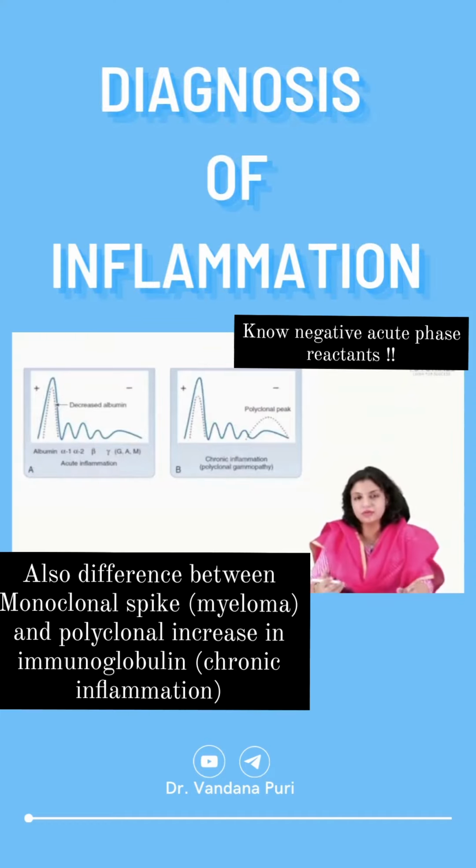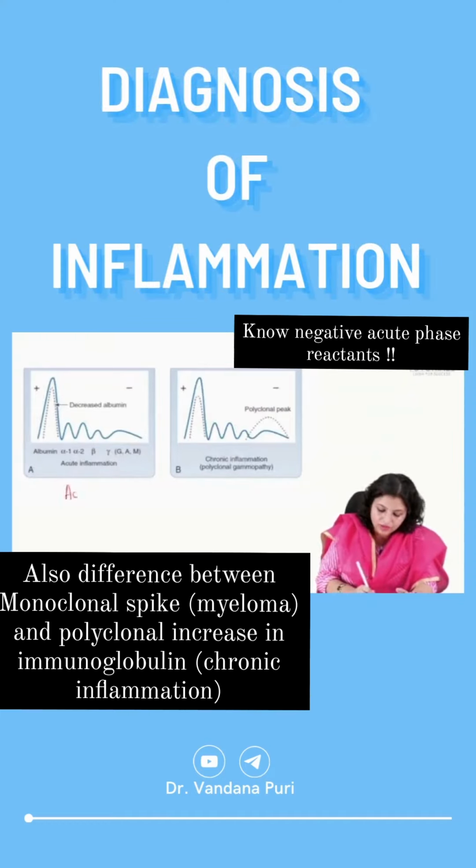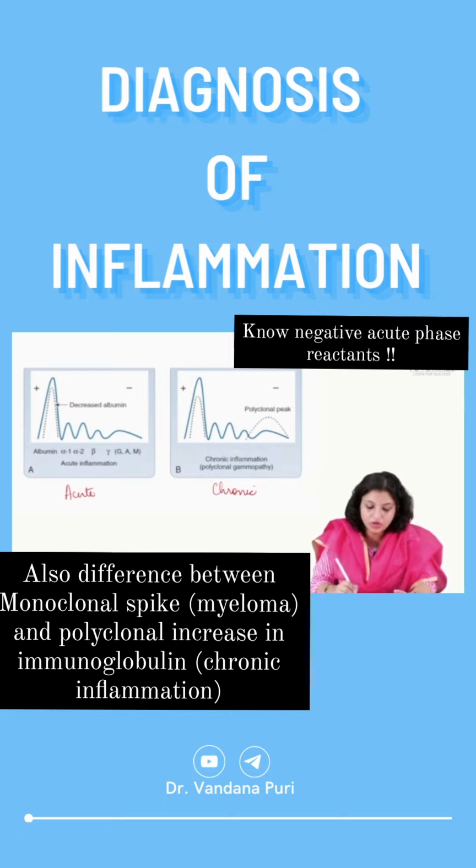Coming to the diagnosis of inflammation, we have acute inflammation and we can have chronic inflammation. Whenever we have an acute inflammation, there are some mediators which will increase and some mediators which will decrease. The mediators which increase are called positive acute phase reactants and the mediators which decrease are called negative acute phase reactants.